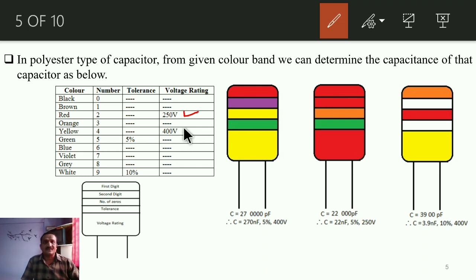Only two colors are there, one is red and another one is yellow. So for yellow color it is 400 volts. So how to decide the value of capacitance of that capacitor? We'll take an example. See here, consider the first color as the first digit, then the second digit, and the third band as the number of zeros with those first two. Here we'll take an example.